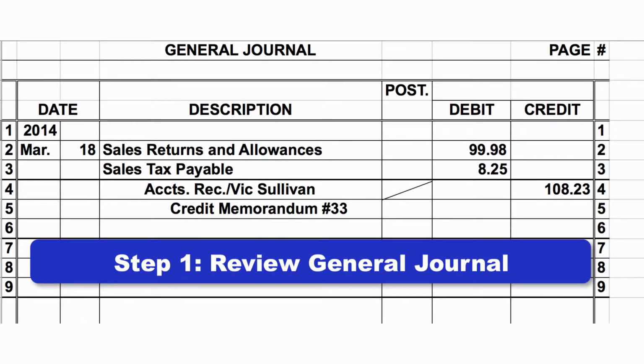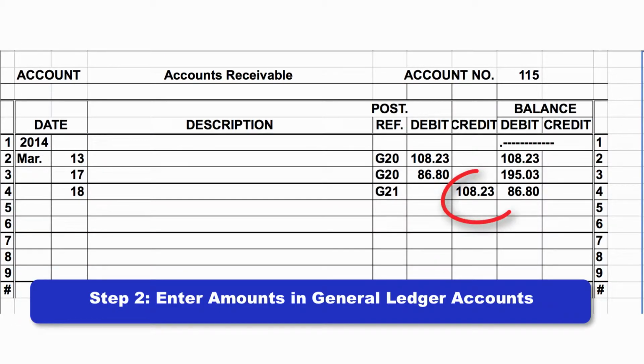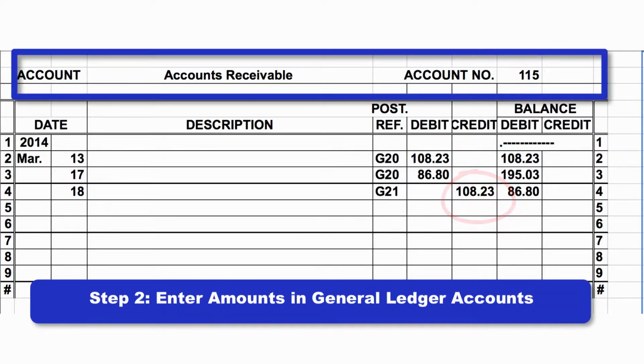You will need to be sure to put all of the amounts in the correct accounts. Those accounts are accounts receivable, sales tax payable, sales returns and allowances, and Vic Sullivan's account in the accounts receivable subsidiary ledger. You will enter a $108.23 credit to account number 115, accounts receivable, and subtract that credit from the debit balance total. That leaves the account with a debit balance of $86.80.